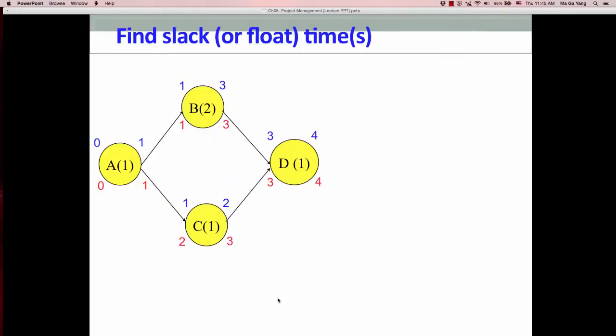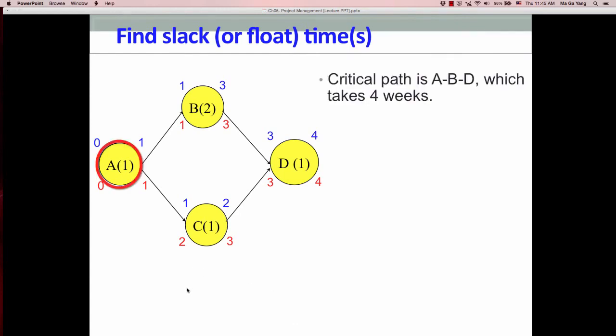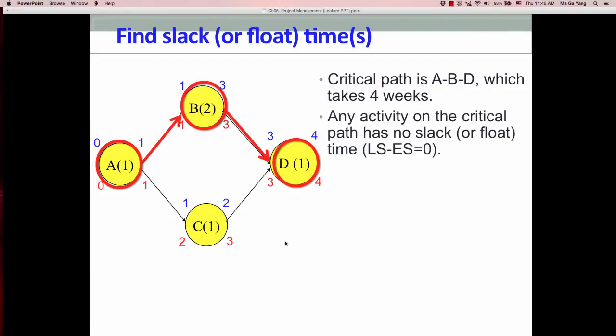Let's find the slack in this network diagram. Our critical path is A, B, D because that's the longest path. Now any activity on the critical path, A, B, D, has no slack because late start minus early start is 0: 0 minus 0 is 0, 1 minus 1, 3 minus 3.